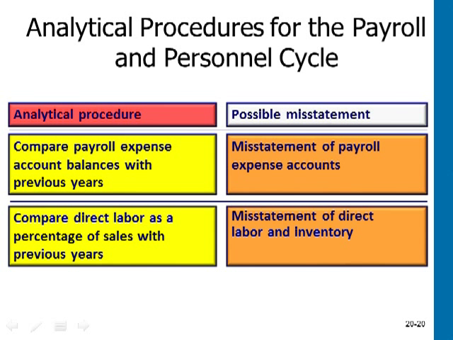There are multiple reasons why this could happen, but this analytical procedure and this comparison is meant to highlight that, bring it to our attention, and make sure that that's not the case. We might also compare direct labor as a percentage of sales with previous years. There again, we're taking two somewhat dissimilar numbers and looking for trends, and then asking for explanations where these trends move in one direction or another.